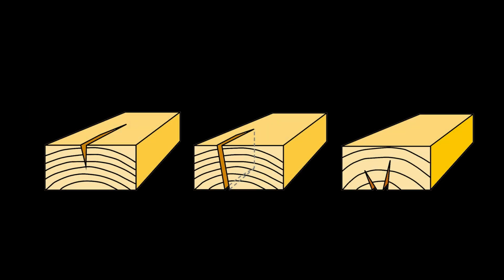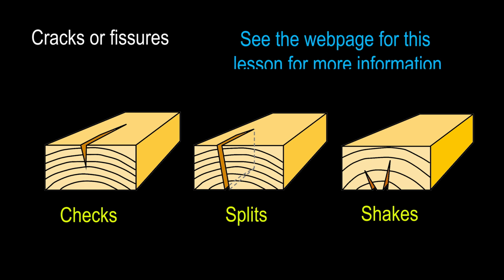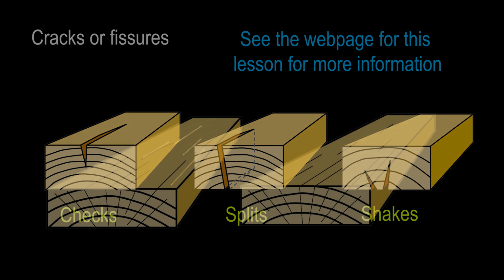The most common types of cracks or fissures in the grains are checks, splits, and shakes. Because they have different effects on the strength of timber, they are treated differently in the structural grading rules.